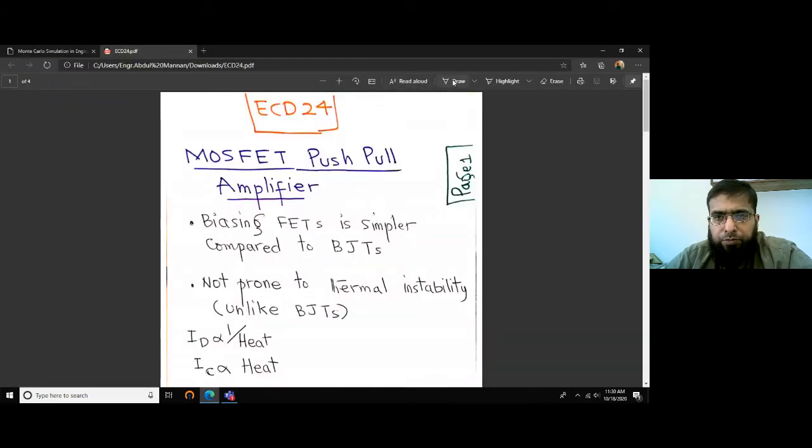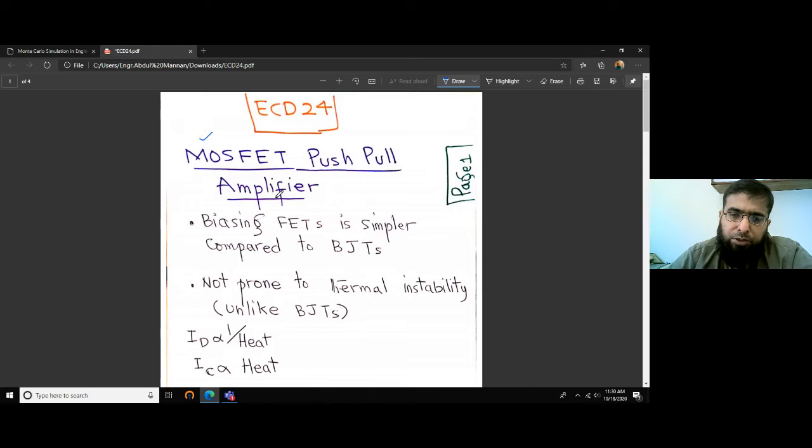Welcome to the 24th lecture on ECD, Electronic Circuit Design. In this lecture, we will study MOSFET based push-pull amplifiers. Before this, we have been studying BJT based push-pull class AB amplifiers. But in this case, we'll study a push-pull amplifier based on metal oxide semiconductor field effect transistors, MOSFETs.